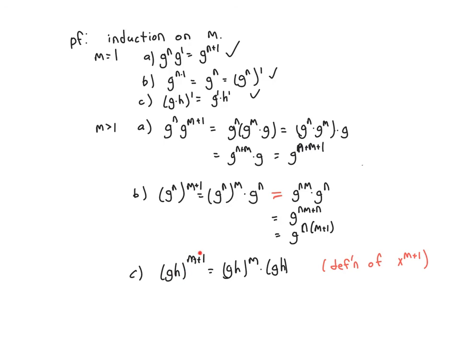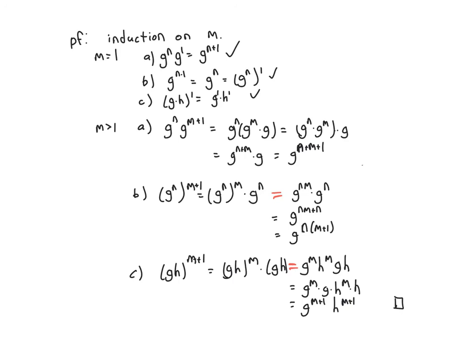Finally, for part C, let's compute the (m+1)th power of g times h. Well, by definition of exponentiation with base gh, that's the mth power of gh times gh. By the induction hypothesis, (gh)^m is g^m times h^m. Since my group is abelian, I'm going to be able to say h^m times g is equal to g times h^m. So this is where I use commutativity, and then my definition of exponentiation says I can rewrite these as powers of g times powers of h. And so that is what I do.